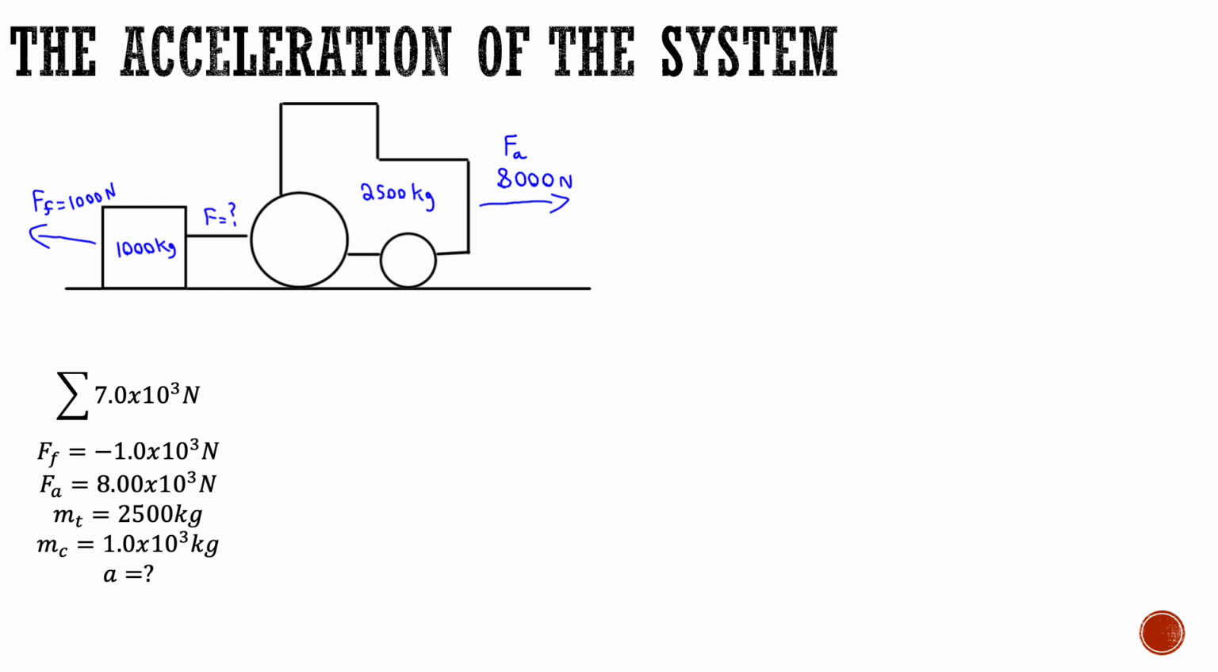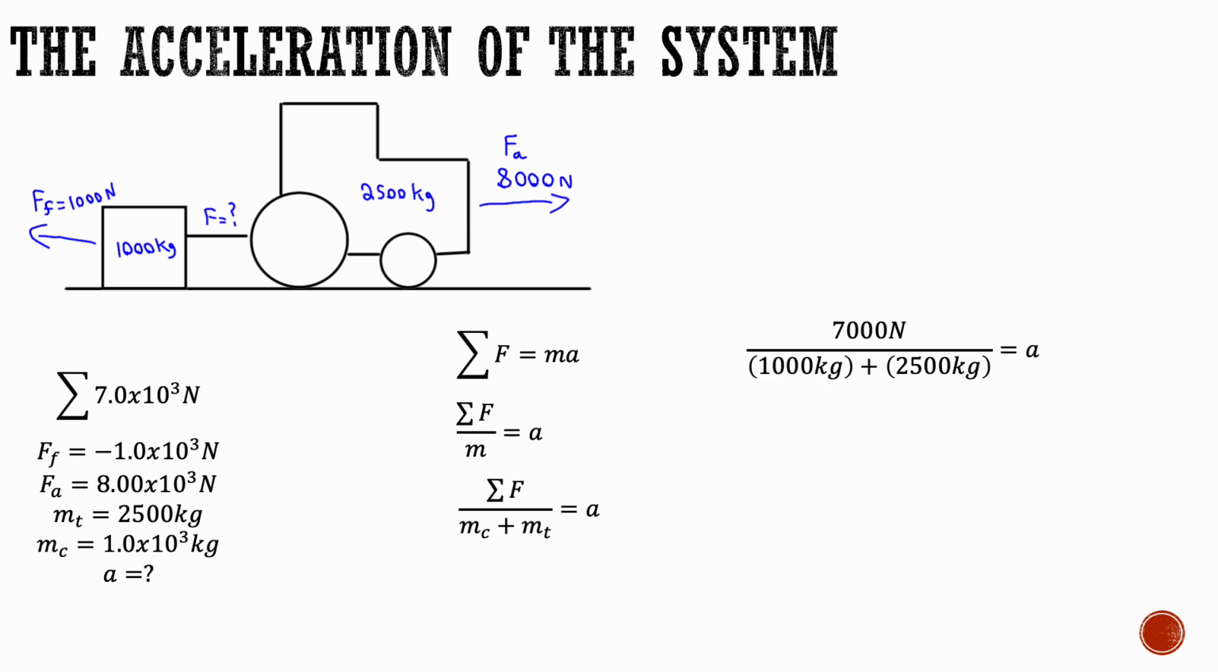Now, our acceleration of the system: we know our net force, we know our force of friction and force applied, but we also know our masses, which we need to get the acceleration of the system. Because our net force is accelerating both objects, we'll be utilizing both masses. So we've got sum of forces is mass times acceleration. Rearranging this a bit, we divide both sides by mass, substituting MC and MT for our mass, so adding those together. At that point, we substitute our values in, and we find that we have 2 meters per second squared as our acceleration.